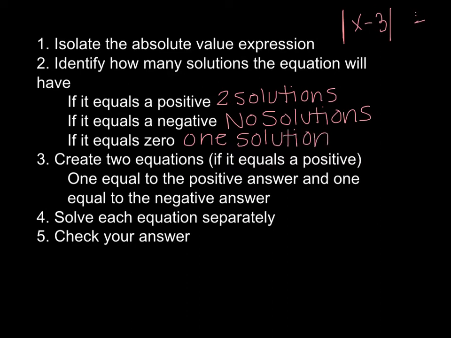After you've identified how many solutions you have, you want to create 2 equations if it equals a positive, create 1 equation if it equals 0, and then if it equals a negative, you can just write the answer, no solution. If it is 2 equations, one of your equations is going to equal the positive answer, and one of your equations is going to equal the negative answer. This will make more sense once I make some examples. Then you're going to solve each equation separately, and then please check your answer.